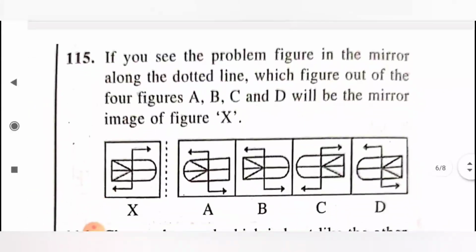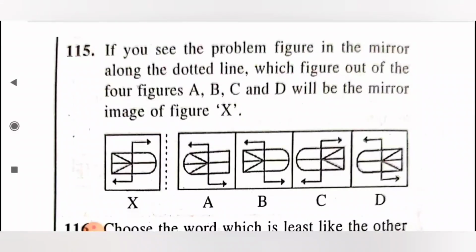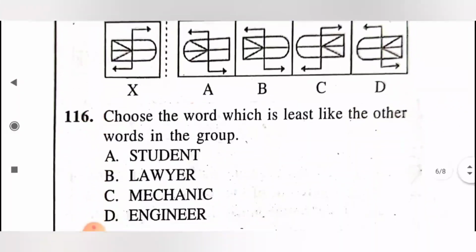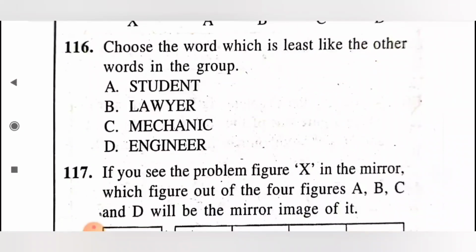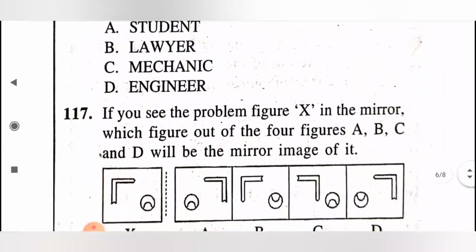115. If you see the problem figure in the mirror, yes, this is already discussed. 116. Choose the word which is least like the other words in the group, which means odd one out. Student, lawyer, mechanic, engineer. The odd one out is student because lawyer, mechanic and engineer denote professions, whereas student is not a profession. Student is the odd one out.